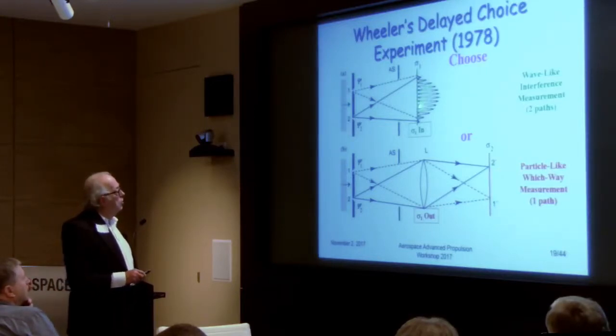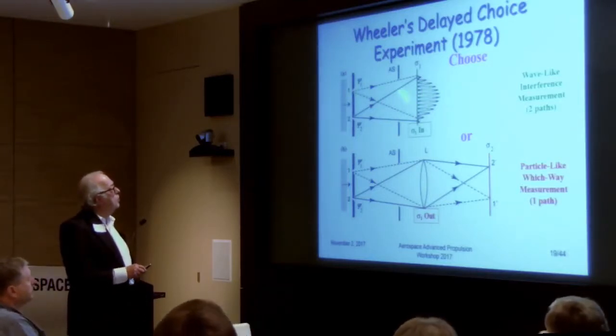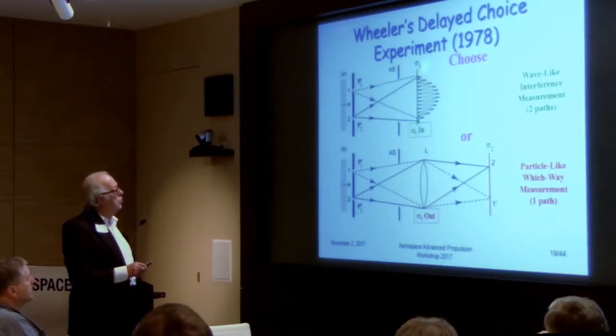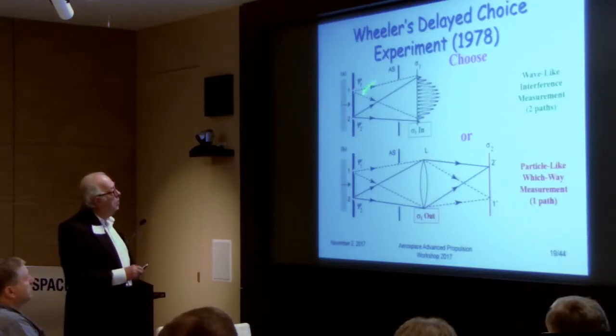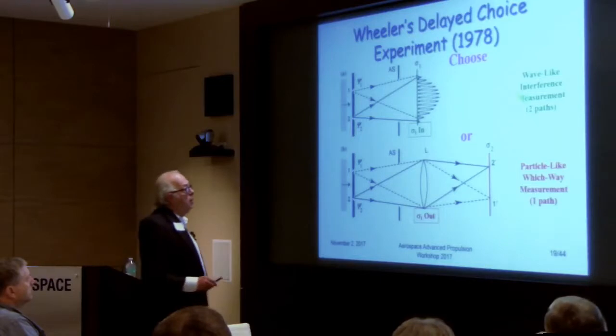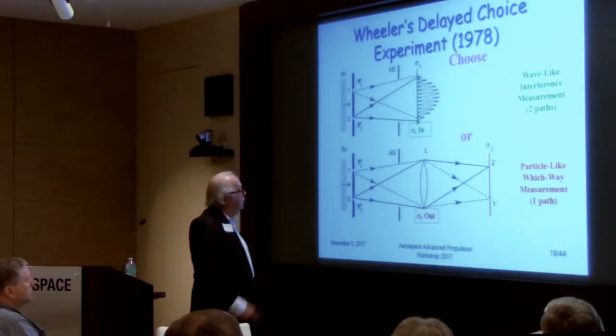If we put the interference plane here, we can see the interference pattern, which tells us that this is the interference as a result of having the particle, having the waves, go through both slits. So this is a two-path measurement, and this is a one-path measurement. We can either measure wave-like properties or particle-like properties, depending on whether we put this thing up or down.